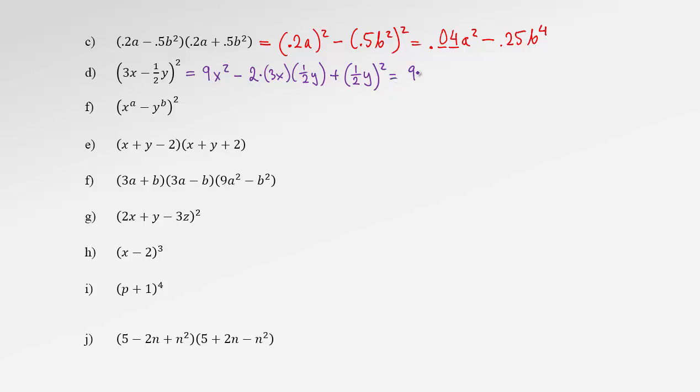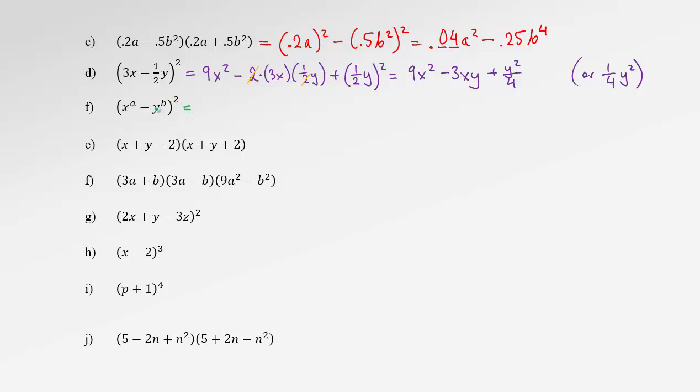Okay, so we have 9x squared, and then we can reduce this 2 with that 2. So what's left is 3 times x times y. So it's negative 3xy. Finally, when we square 1/2, we get 1/4. So we could even write this as y squared over 4, or equivalently 1/4 y squared. That means the same. Okay, next example.